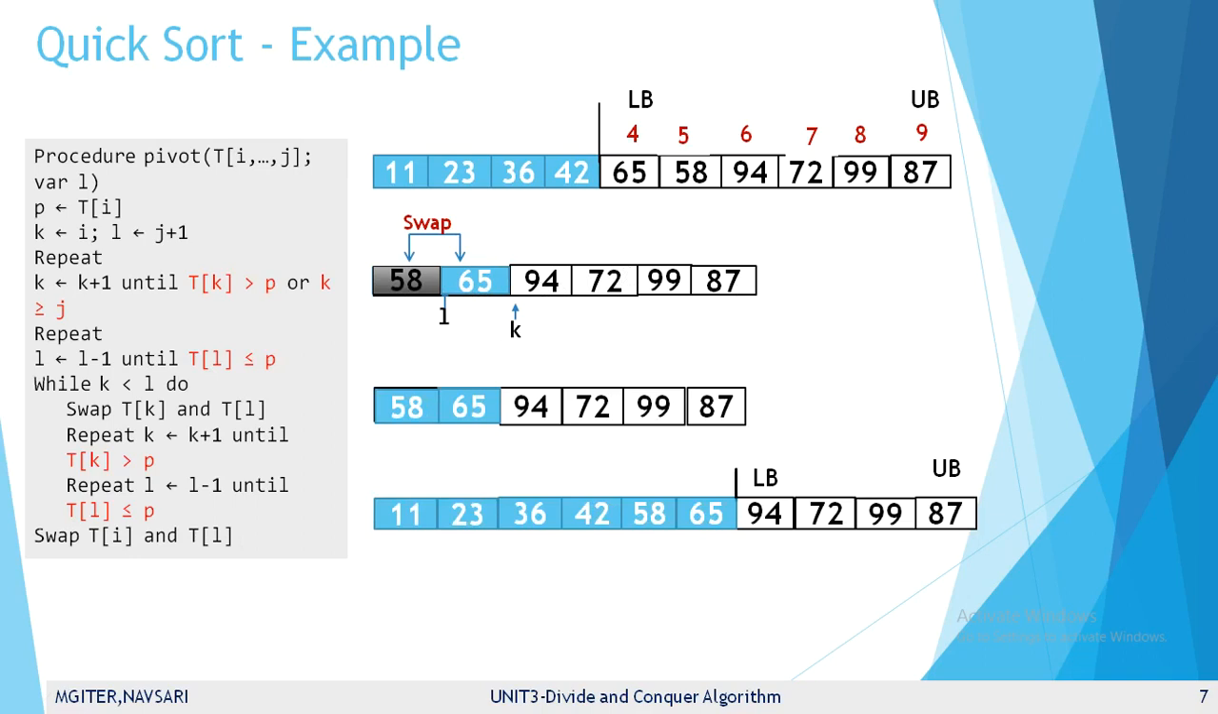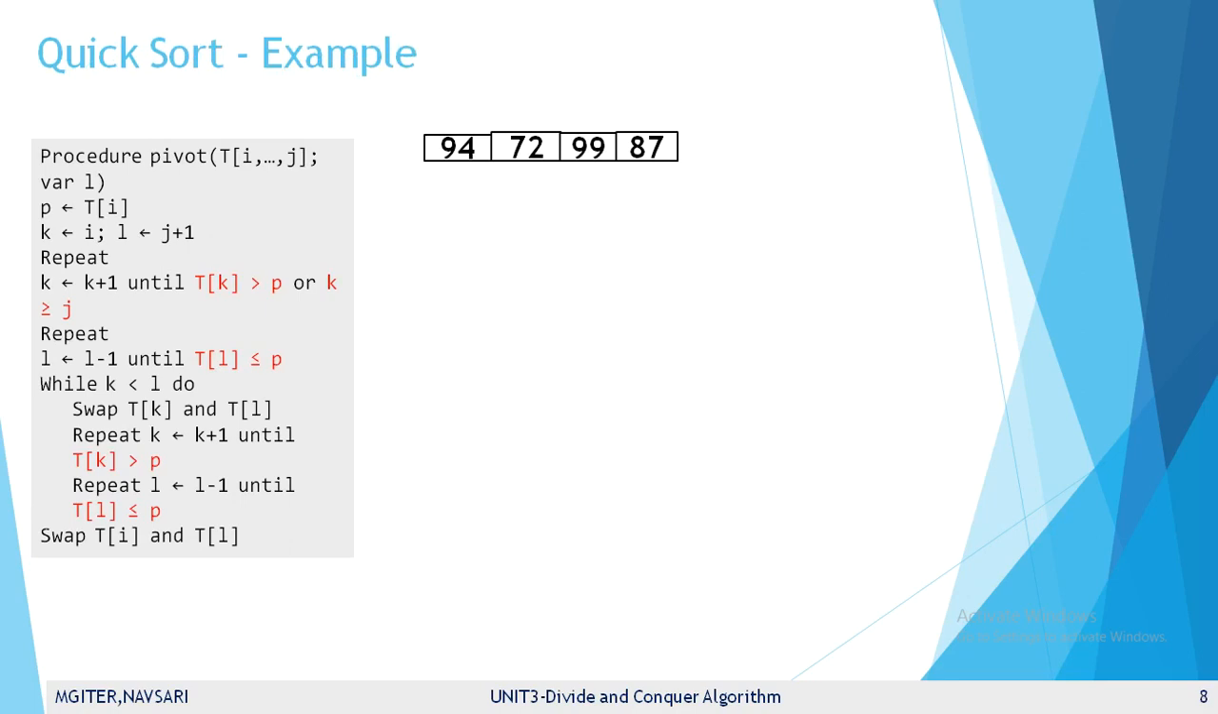So lower bound at index 6 and upper bound at index 9. Now K at index 6 and L at index 9. Pivot element is 94. Now we increment the K until we get the element which is greater than 94. 72 is less than. We increment. 99 is greater than. Yes, we stop the increment.